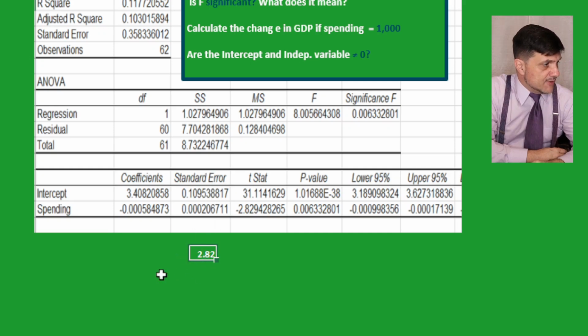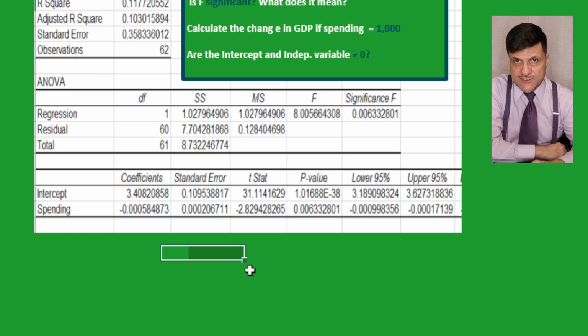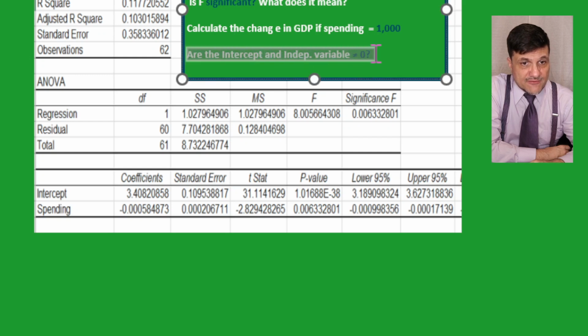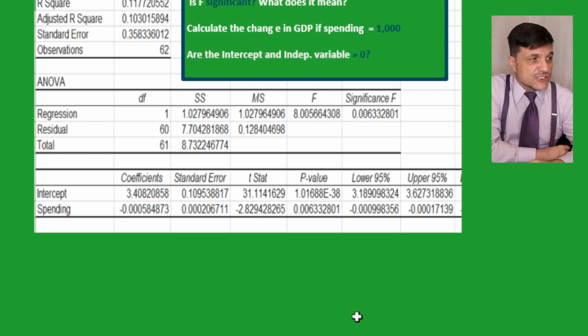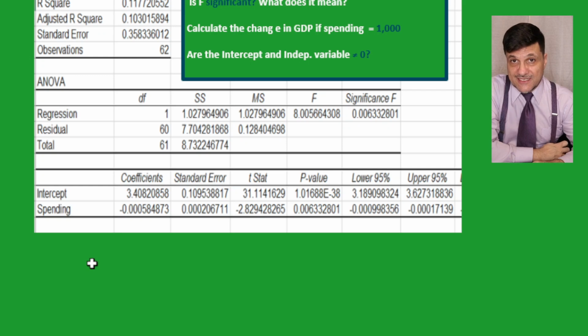All right, simple. Now, how could you complicate that? Well, you could put a log-ln equation, an ln-log equation, or a log-log. But those ones I will explain further down. What else do we need to explain here? The last one. Are the intercept and the independent variable significantly different from 0? We just proved that they are, because you can take a look at the t-stats. The t-stat here is 31. Reject that the intercept is 0. 2.83, now the p-value is very tiny. Reject that the spending coefficient is equal to 0.